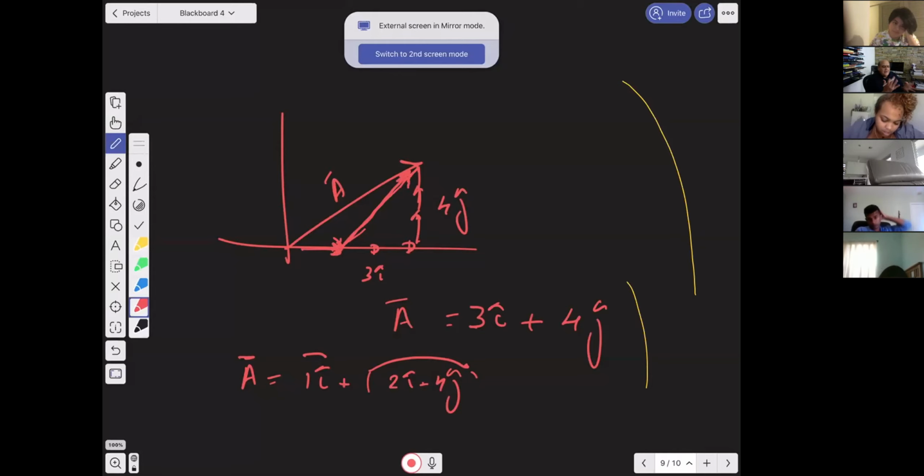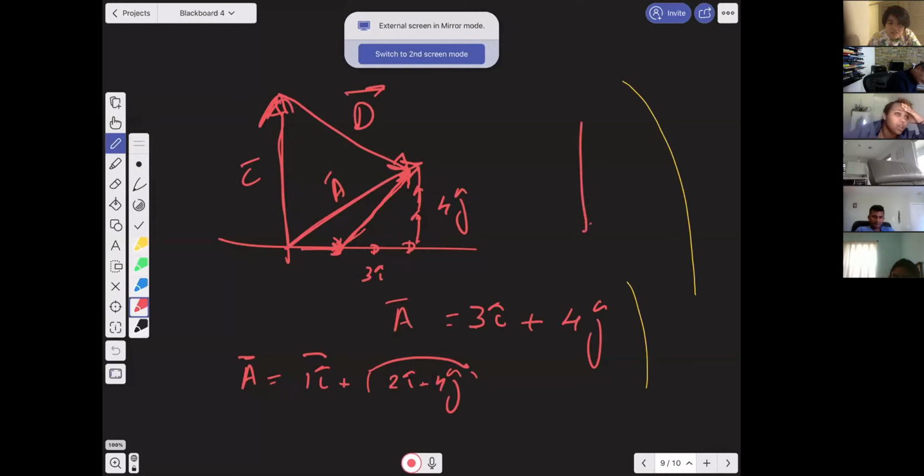So my question is, if I have A, I have only one possibility to create A? No, I can do it like this. This vector plus this vector, C plus D, also will give me A. And this is far from 3i and 4j, but the result will be 3i plus 4j. You catch it? Yes, thank you. So the composition of the vector is important.